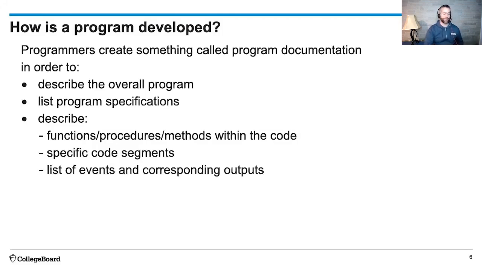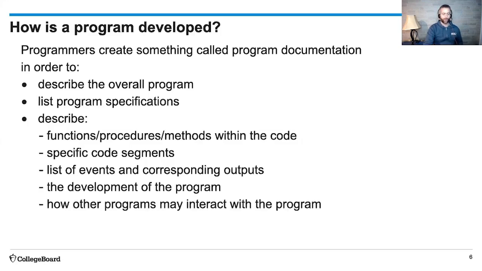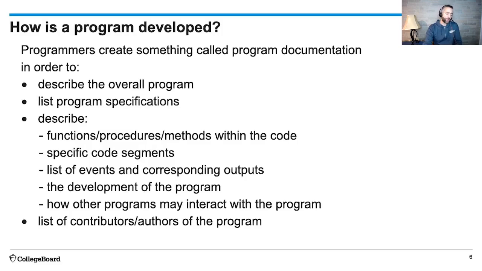They're going to list the events and corresponding outputs. They're going to describe the development of the program. They're going to describe how other programs may interact with the program. So a lot of programs in their documentation say, hey, if you want to use this program, this is how you could interact with it. This is how you could have your program talk to this, or something like that. And then you're going to list the contributors, the authors of the program.